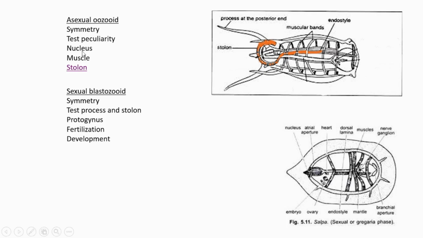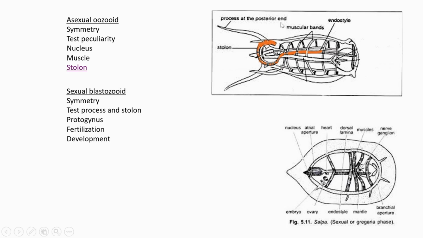And the next important thing is the nucleus. Nucleus means it's a structure. It is not shown in this picture anyway. That structure is a globular mass formed by the union of different internal organs like the esophagus, stomach, pyloric gland and intestine. All these internal organs combine together to form a globular structure called a nucleus.